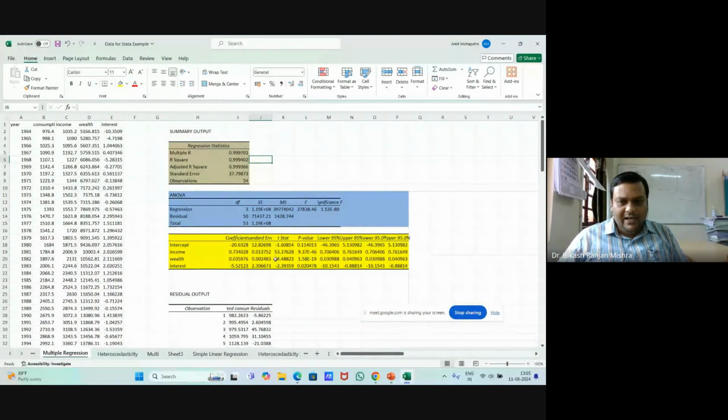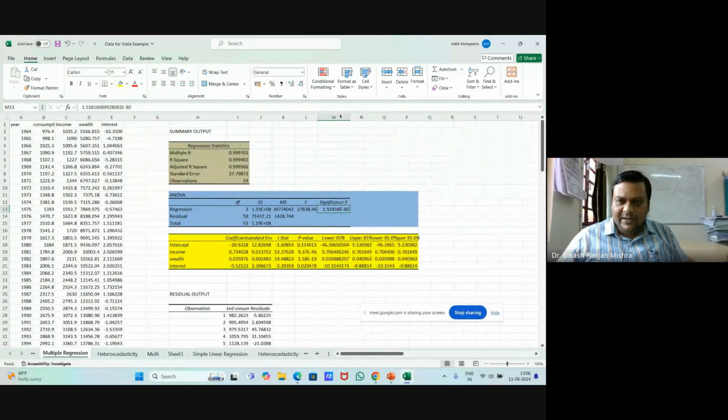In a similar manner, you can interpret the other variables. As you can see, the number of observations is 54. That means we have taken 54 time periods and four variables altogether, one dependent and three independent variables. Accordingly, the degrees of freedom are mentioned here. The significance of the F statistic is found to be significant, because e to the power minus 80 corresponds to a value very close to zero.